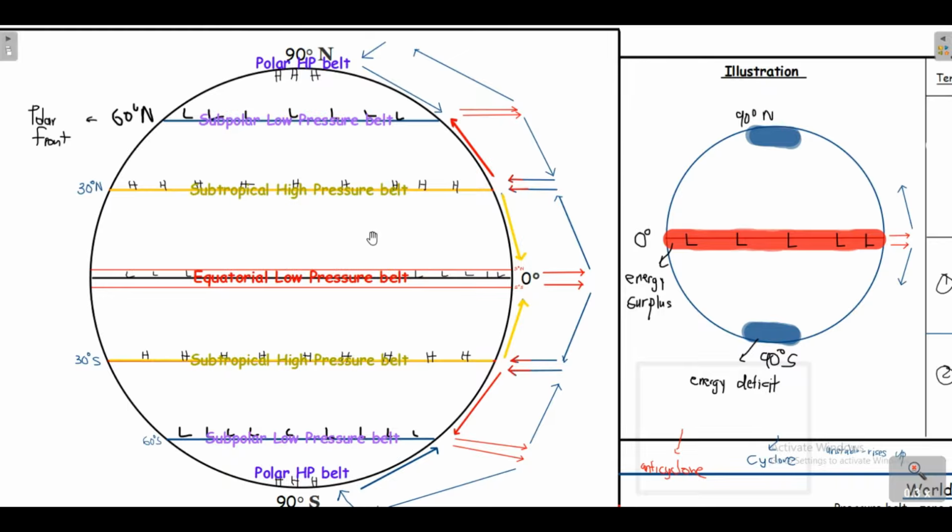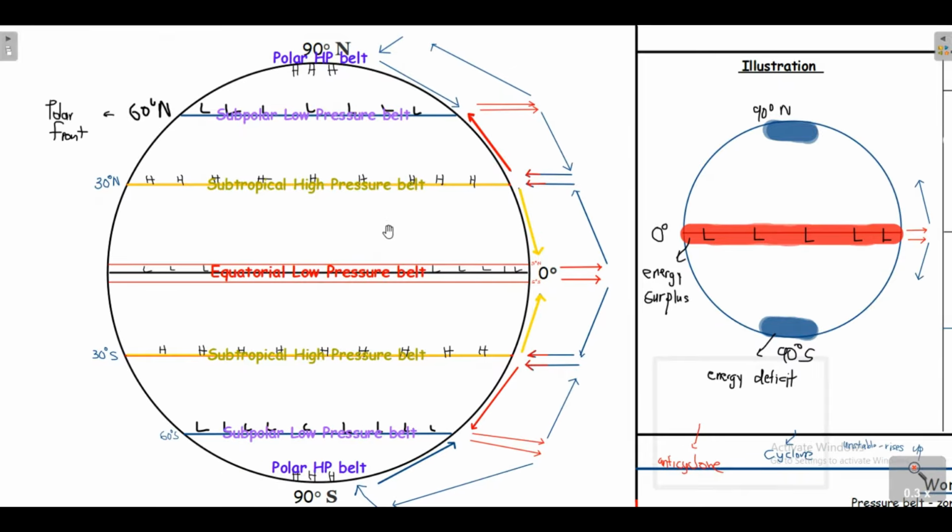All of those are your pressure belts, guys. You have to know their locations. You have to know their names. Be able to name them, be able to identify them when you are given a diagram, and also be able to describe or explain their formation. That is very important.